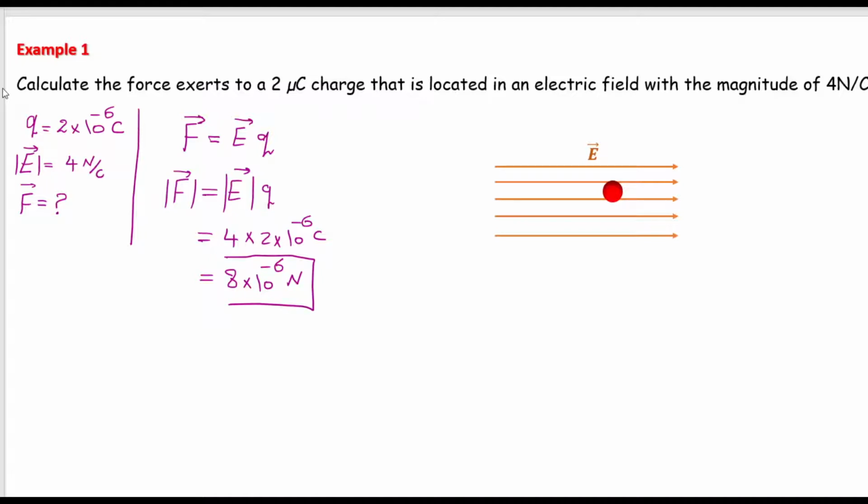In which direction will it move? Because it is a positive charge, positive 2 microcoulomb, you know that positive charges will move along the direction of the electric field. So it is supposed to move toward the right, like this. Next example.